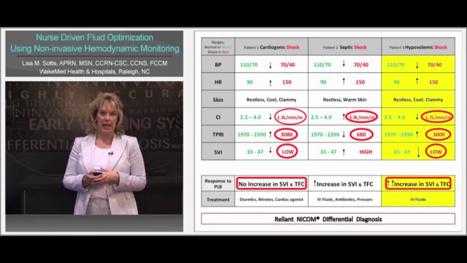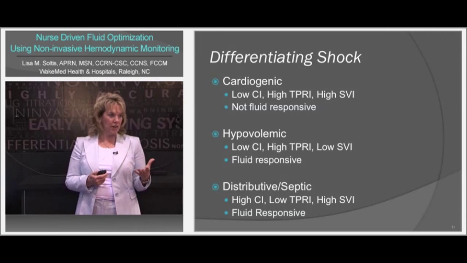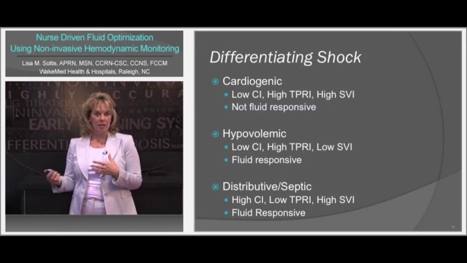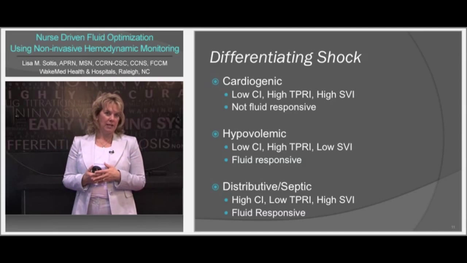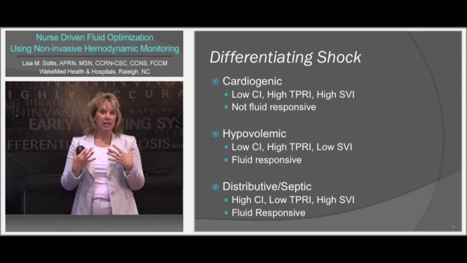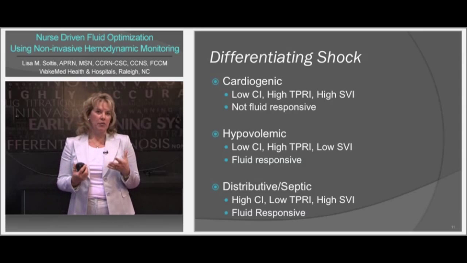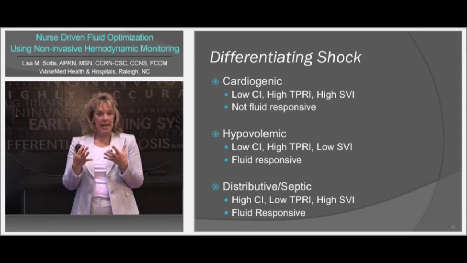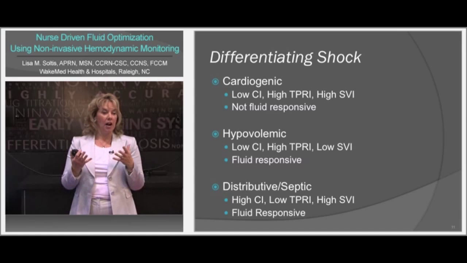So we discussed how we would be able to differentiate between cardiogenic, hypovolemic, and septic shock. Cardiogenic, we know they're not going to be fluid responsive, and we'll actually see their cardiac function decrease when we do a passive leg raise because the heart is the problem. The pump is the problem. It can't handle that extra volume. Hypovolemic, low cardiac output, high afterload, high TPRI, and we will see that they are fluid responsive when we do our passive leg raise.